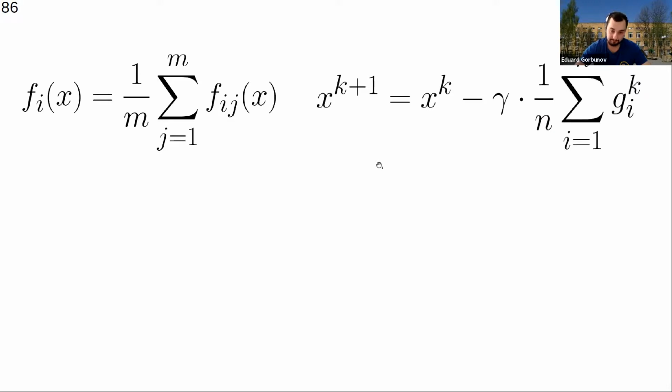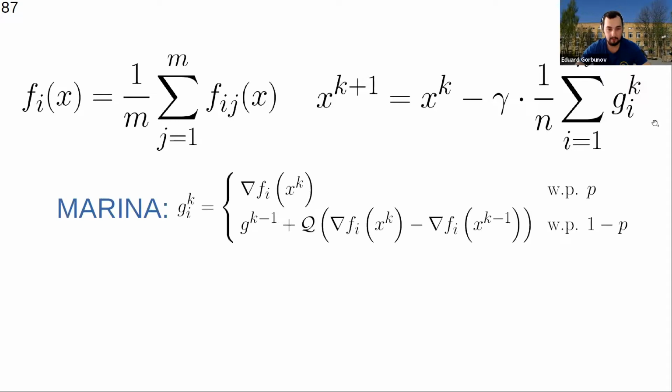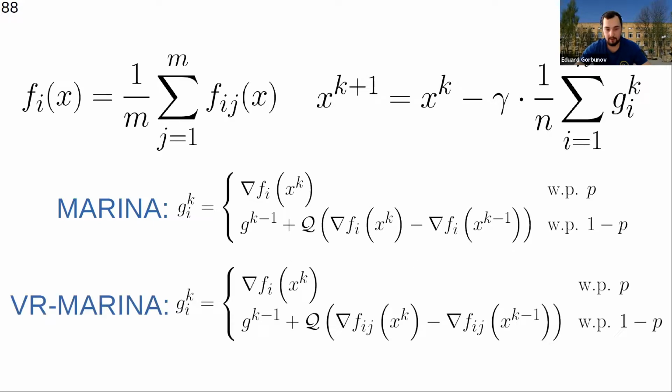And as before, the update rule will be just the SGD update rule, but the difference is in how we compute g_i^k. Let me recall that g_i^k for MARINA was computed using this formula. And for variance reduced MARINA, we just substitute full gradients by stochastic gradients. For example, here we substitute the gradient of Fi by the gradient of Fij, where j is sampled uniformly at random from 1 to m. And everything else is the same. So just this small modification.